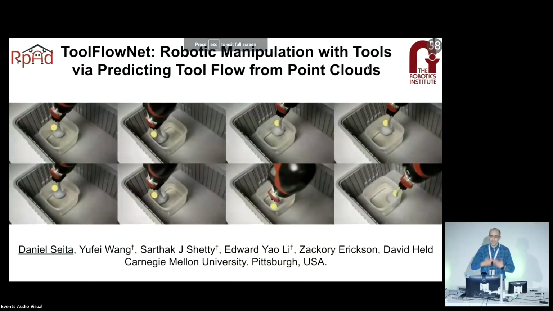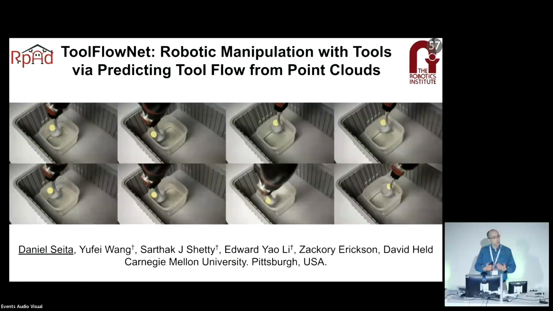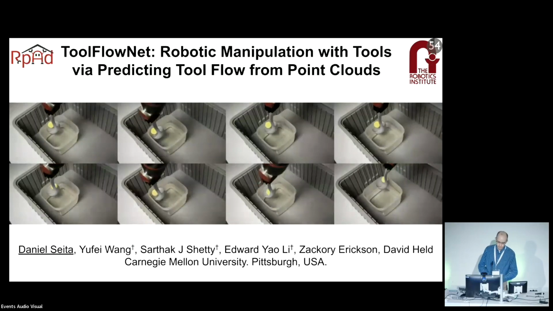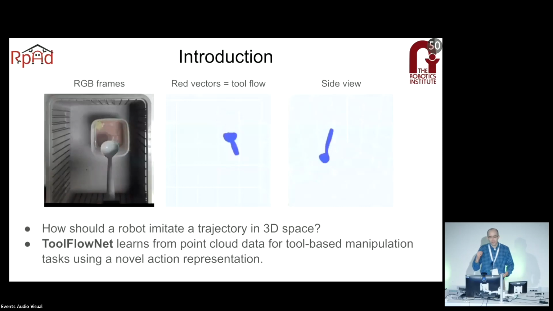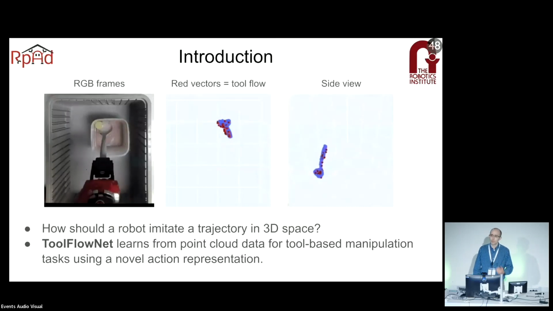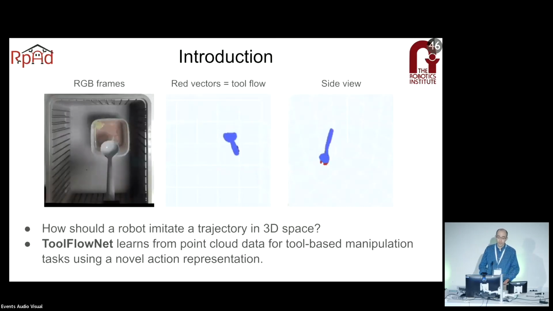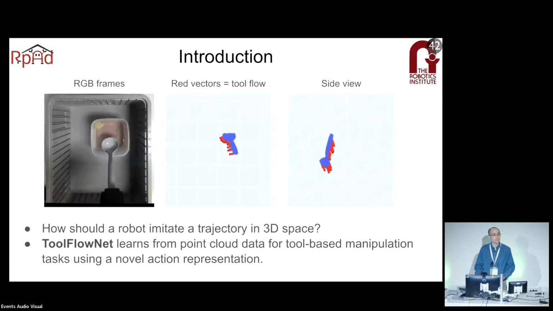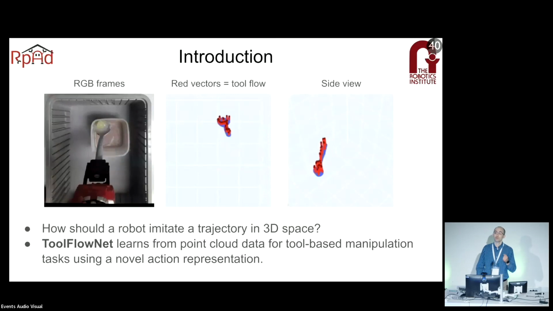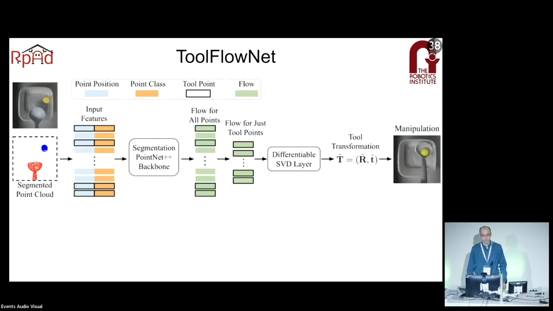Hi everyone, I am Daniel, and in this work we propose ToolFlowNet. How should a robot imitate a trajectory in 3D space? Our proposed method, ToolFlowNet, learns from point cloud data for tool-based manipulation tasks using a novel action representation.